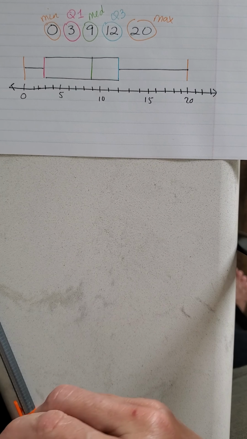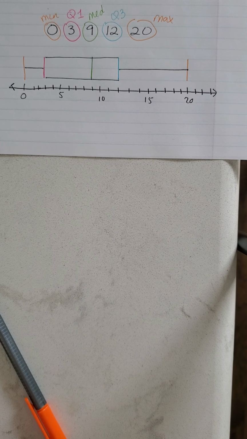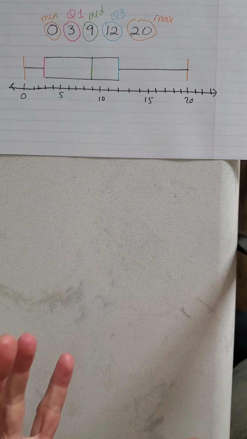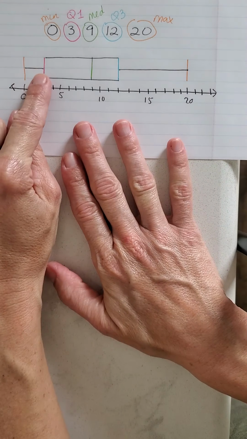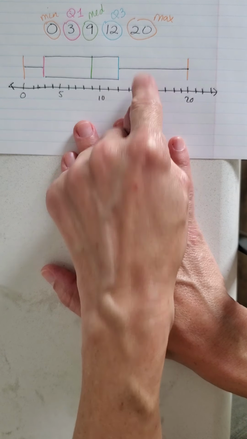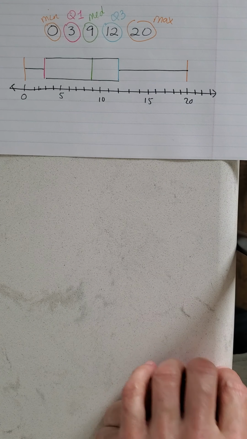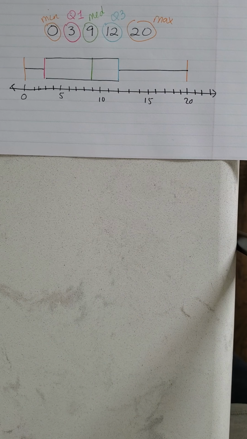It helps people analyze data more easily because it really gives a nice visual of what the data looks like, how spread out it is, how close together things are. The people at the very bottom are really close together. The ones at the top are really, really spread out. And that gives information.